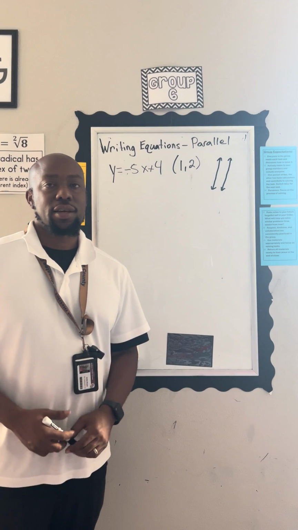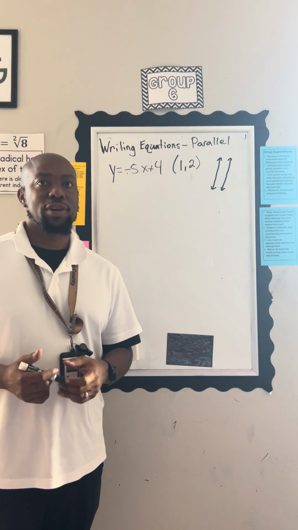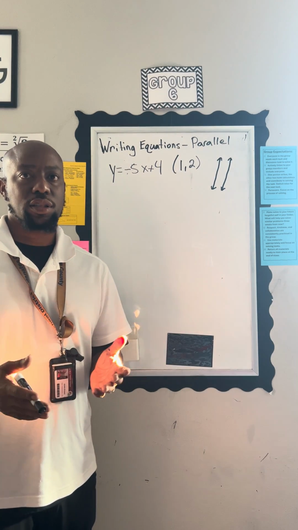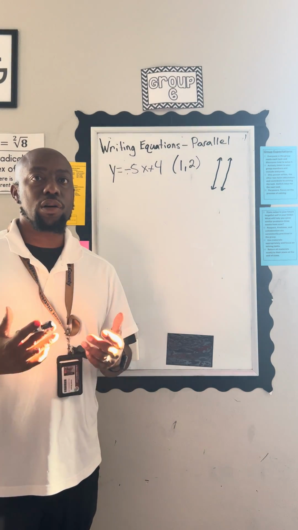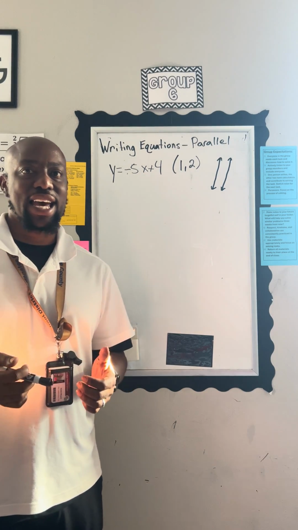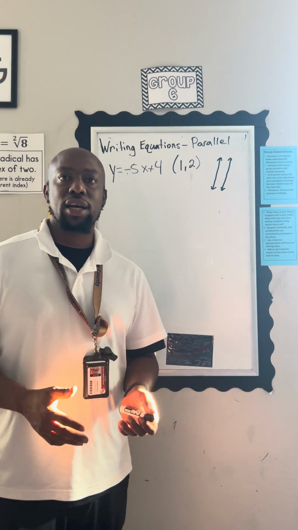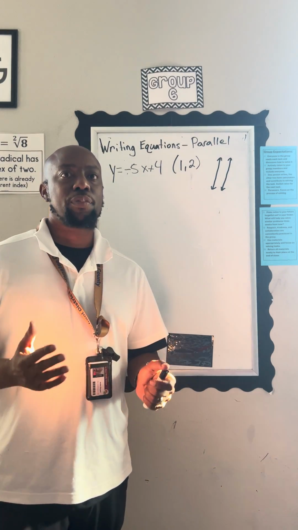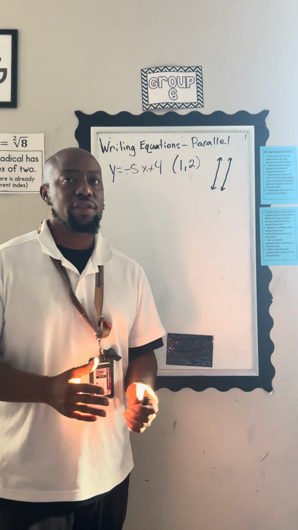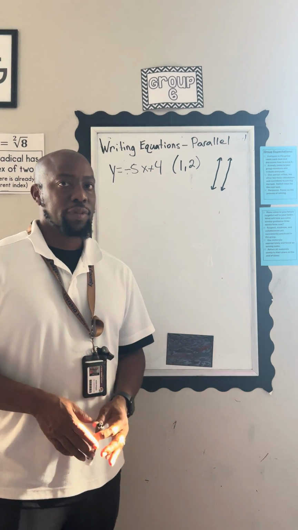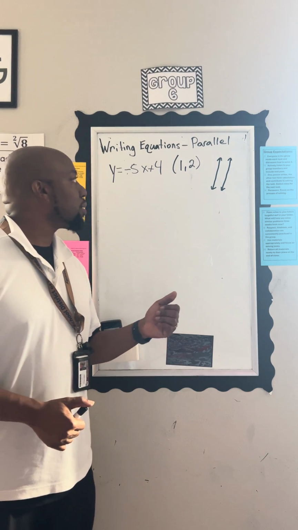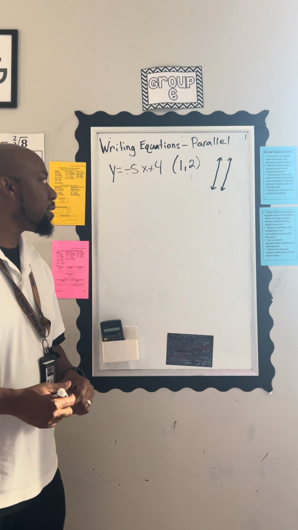All right, you've got to know that parallel lines are lines that do not cross. They don't cross because they have the same exact slope. Any two lines that have the same slope are parallel because they will never cross, they'll never touch, they'll never intersect.